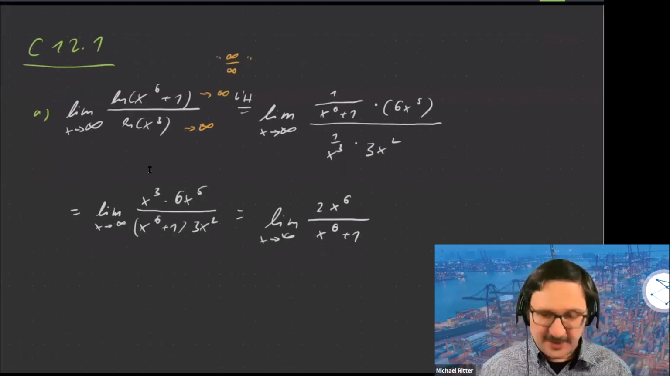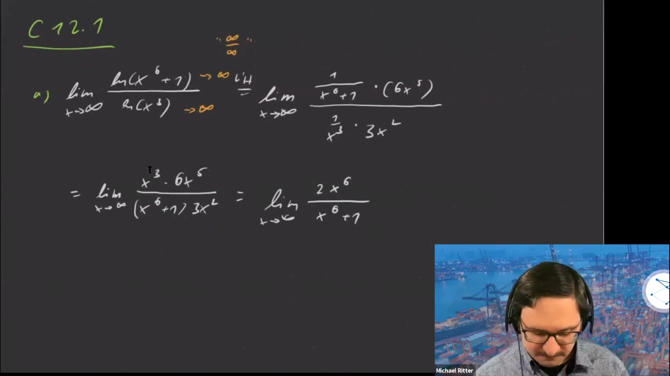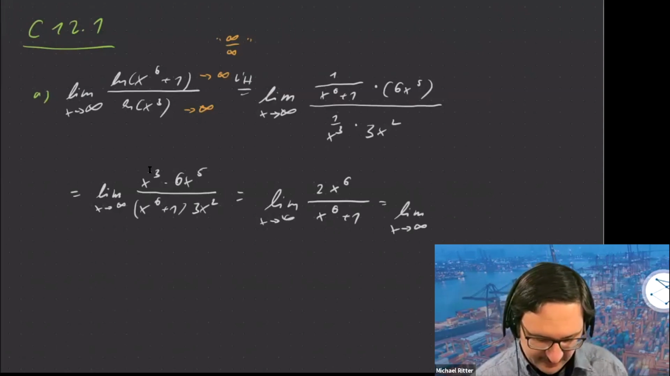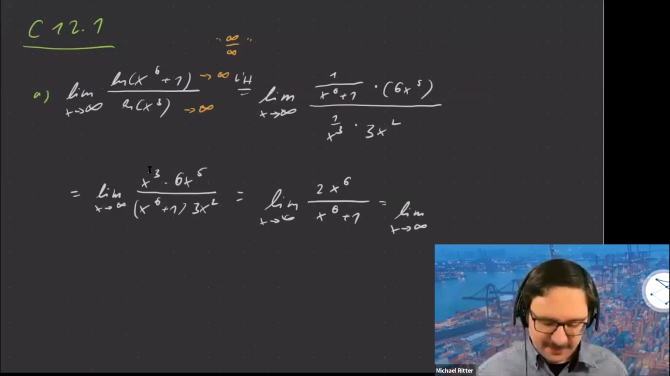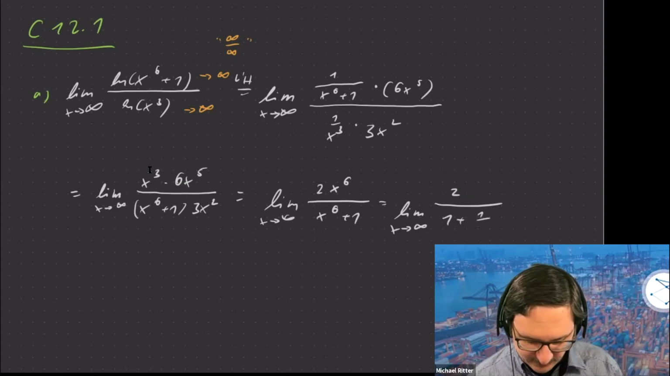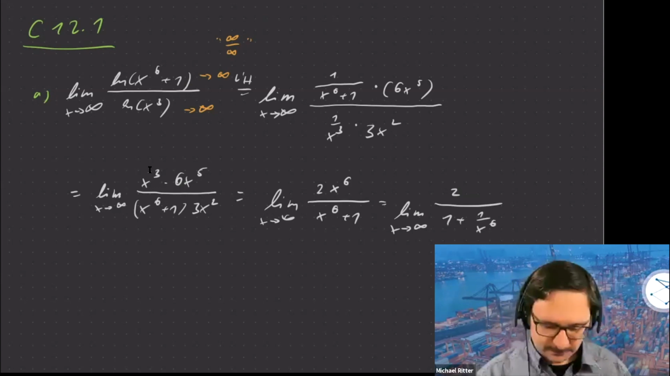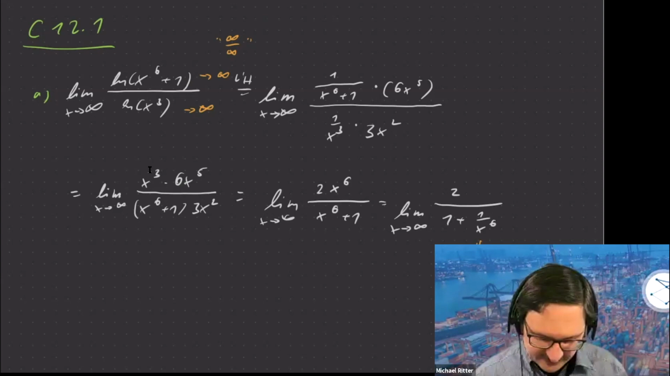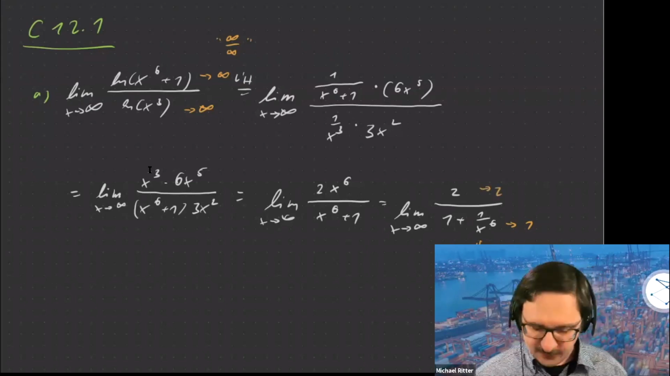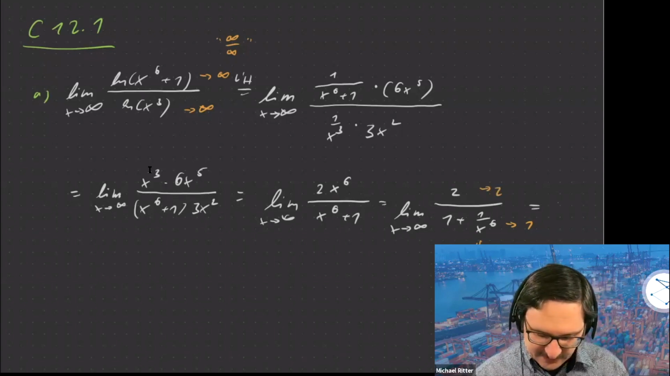So this is the limit that we need to compute, and that is, of course, just a standard limit. We can, for example, divide everything by the highest power of x, which is x to the power of 6. And we get 2 over 1 plus 1 over x to the power of 6. Then this here tends to 0, so the denominator tends to 1. And of course, the numerator is just 2. That is not dependent on x anymore. So that limit is 2.